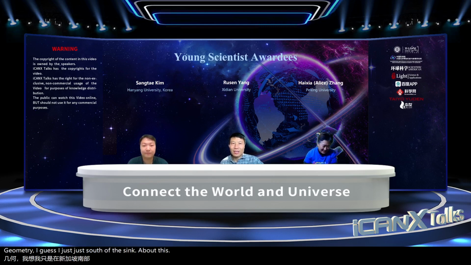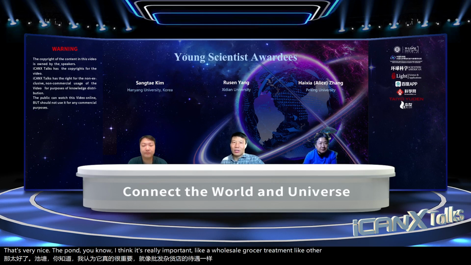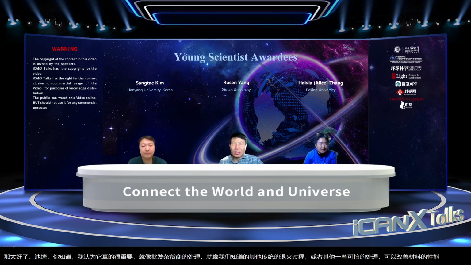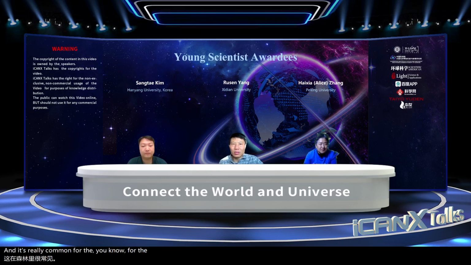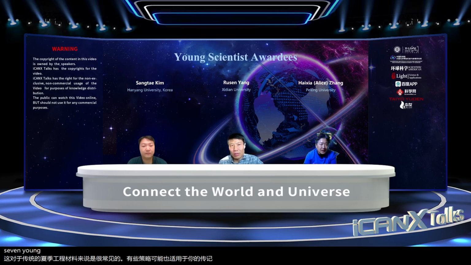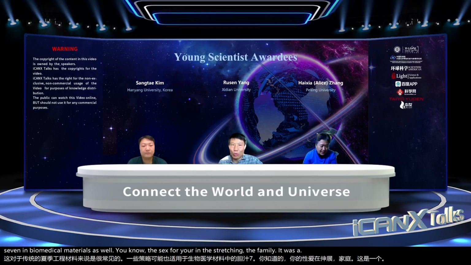Yeah, that's a very nice point. I think post-growth treatment is really important. For the traditional, we know the annealing process and some other heat treatment may improve the property of the material, and it's really common for traditional steel and some engineering materials, and some of the strategies may also work for those biomimetic materials as well. Thanks for your suggestion. Definitely, it's worth a try.